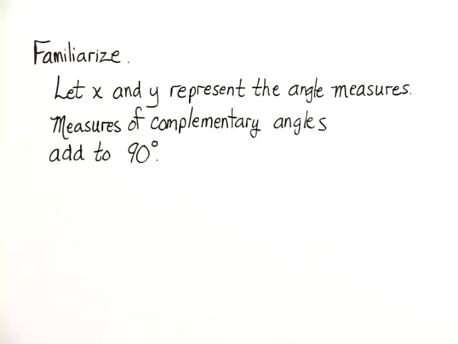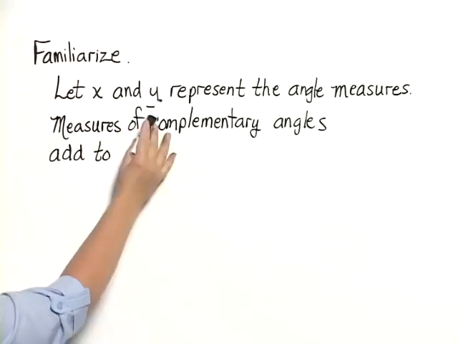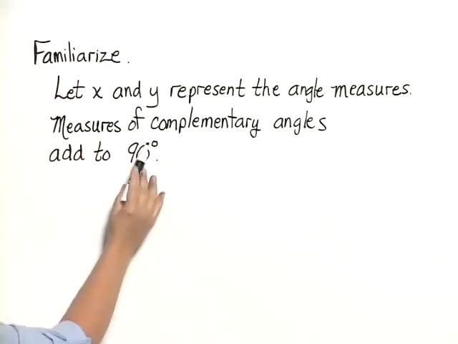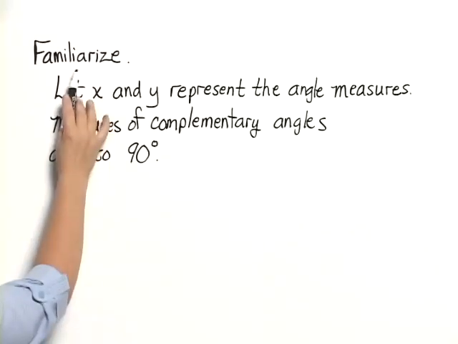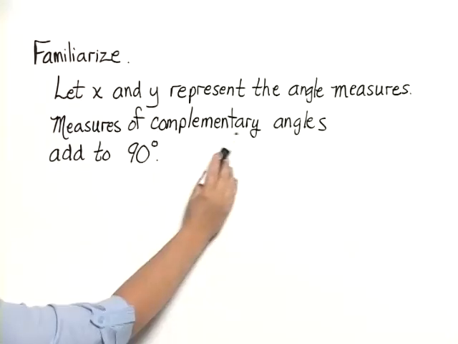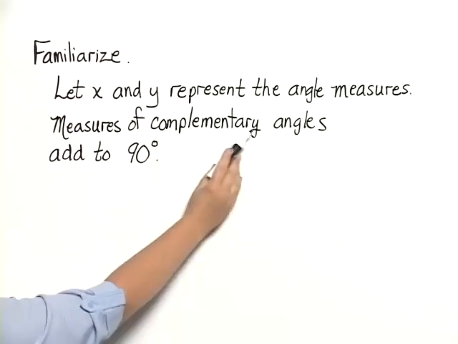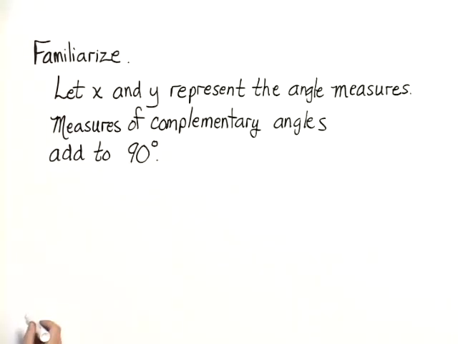ourselves with the situation. First of all, let's let x and y represent the angle measures. Then we'll know what x and y represent as we work through the problem. And second, when we familiarize ourselves with the problem situation, if we don't remember what the word complementary means, we need to look that up, and measures of complementary angles add to 90 degrees. That's going to actually give us the first equation in the translate step.